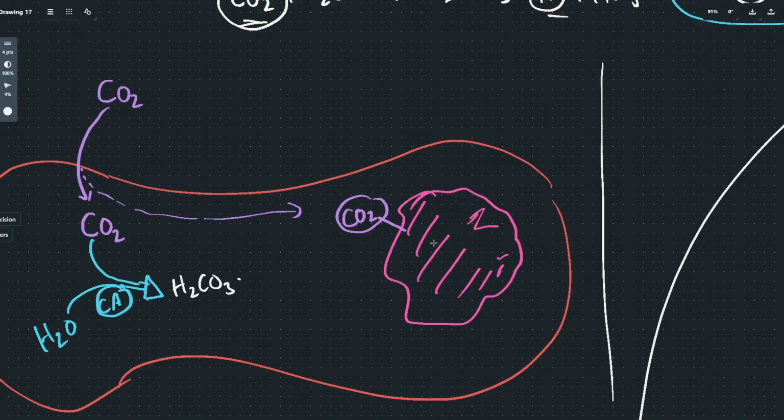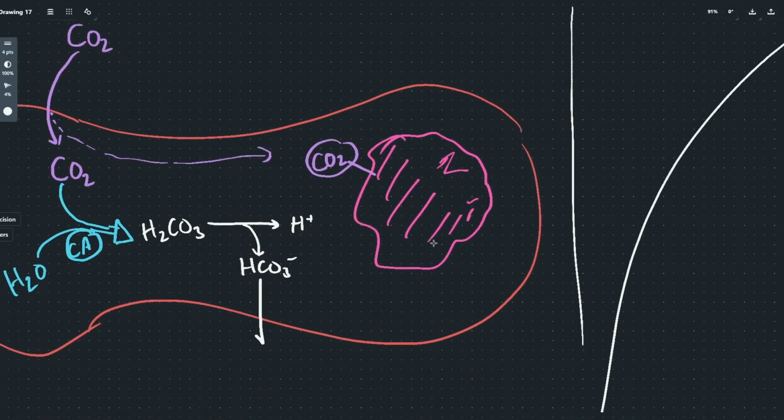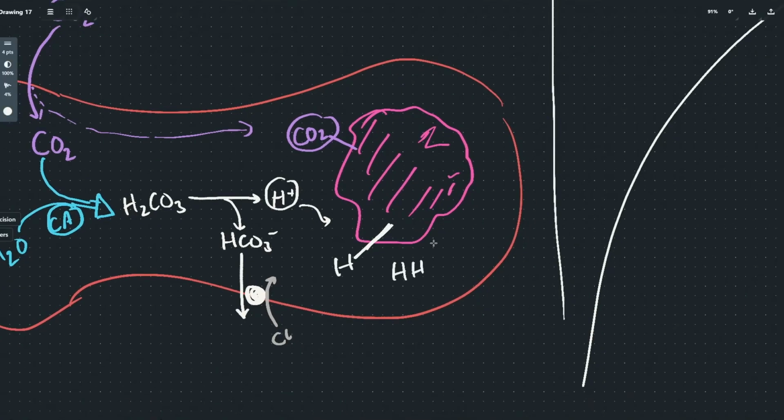Now this H2CO3 will form H positive and HCO3 negative. This HCO3 negative will go out of the cell, and to maintain electrical neutrality another negatively charged ion should come in, and that is called chloride. Chloride comes in and this one goes out of the cell, and this H positive, this proton, can actually bind with this hemoglobin. So this hemoglobin becomes HHb like this.